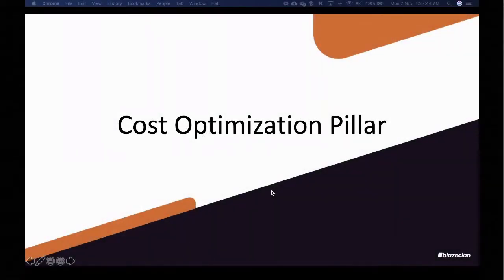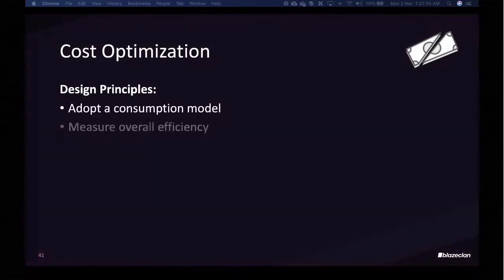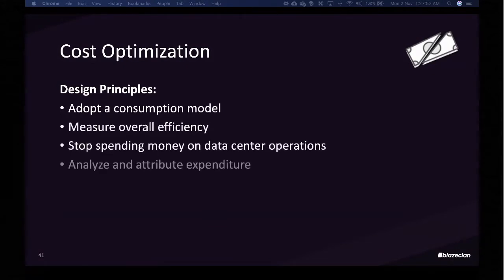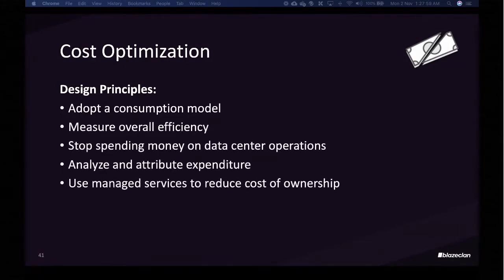Hello and welcome. So, we are into our final pillar that we're going to be talking about today, which is the cost optimization pillar. All right. So, these are the design principles that account for the cost optimization pillar, and we will deep dive into each one of them one by one.